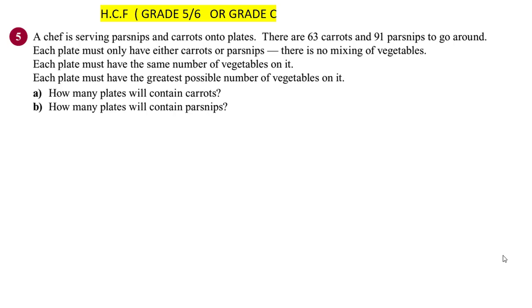Okay. Now, question 5 says a chef is serving parsnips and carrots onto plates. There are 63 carrots and 91 parsnips to go around. Each plate must only have either carrots or parsnips, and there is no mixing of vegetables. Each plate must have the same number of vegetables on it, and each plate must have the greatest possible number of vegetables on it. Question A, find how many plates will contain carrots and how many plates will contain parsnips. I would like you to pause the video right now and try question 5.